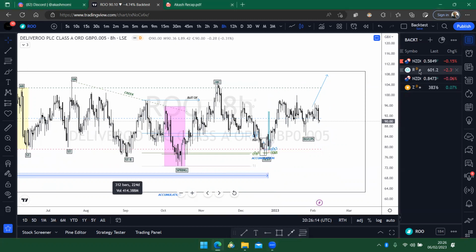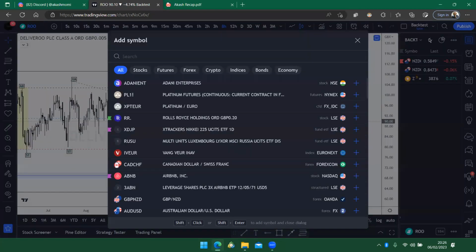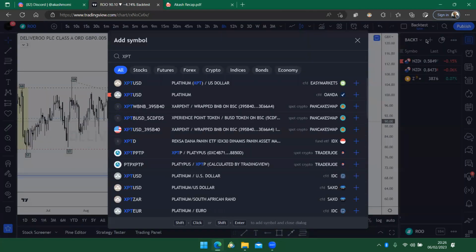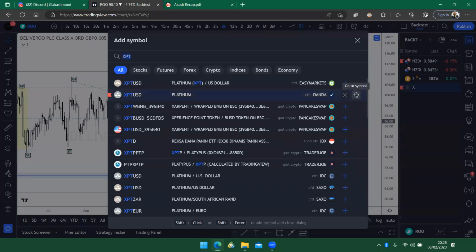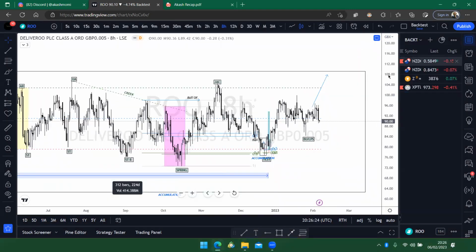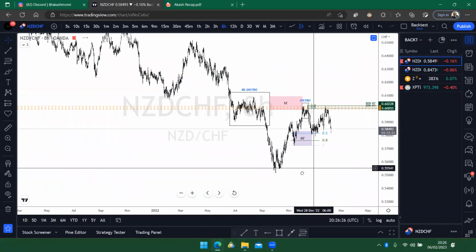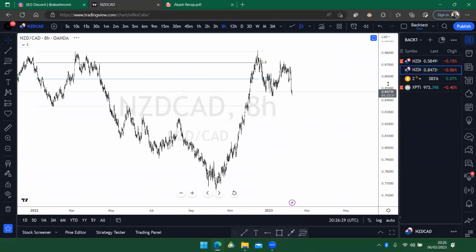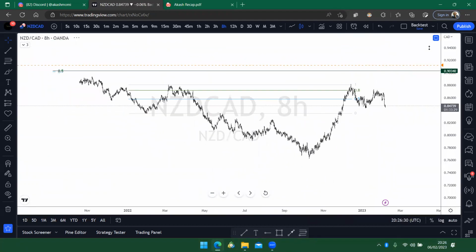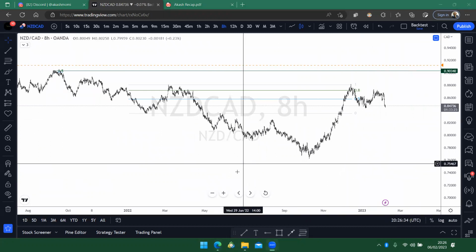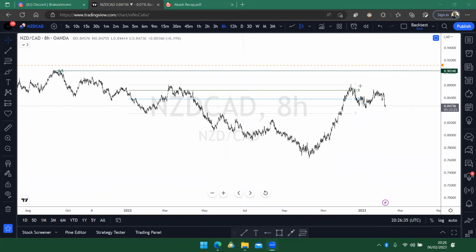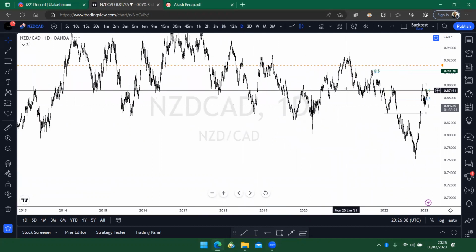So we looked at that. And then we looked at that. Cool. So for today, I've pretty much just got this. I've got NZD CAD. Let me start off with NZD CAD because I thought that was super clean in terms of its price action, and timing and everything as well included.